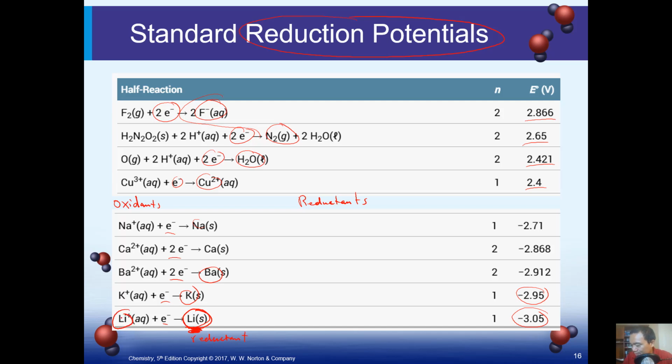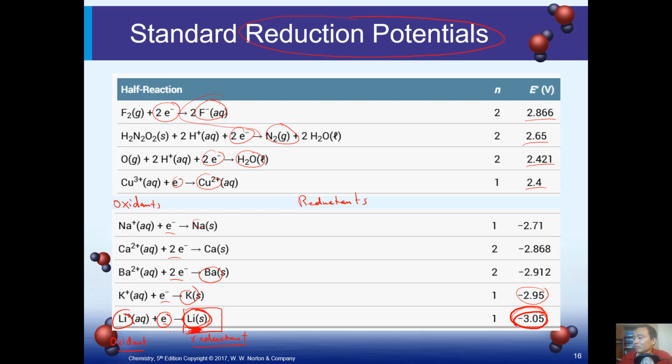But lithium plus, this is the oxidant. The oxidant is being reduced by 1 electron to make a reductant, because the reduction potential is very, very negative. So lithium metal, which sits on the right side, is a very strong reductant.